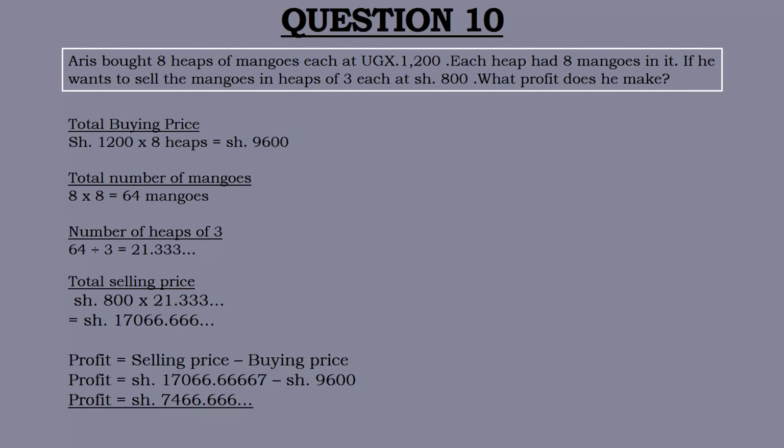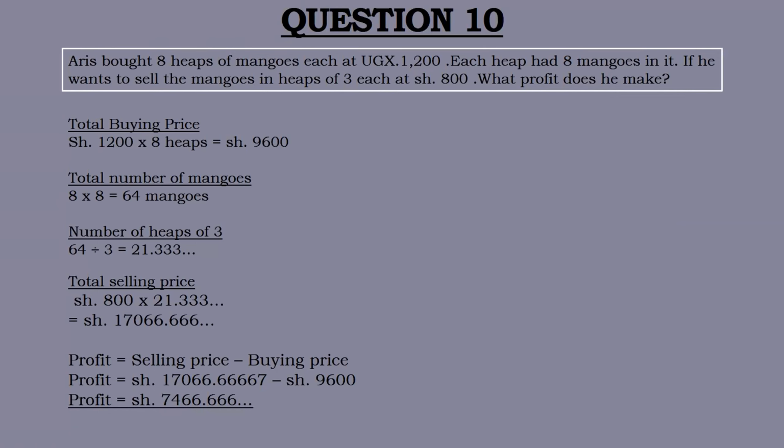So now I want to proceed to find the total selling price. But how do I do that? I begin by finding the number of mangoes first, because they said that he sold the mangoes at 800 shillings each heap. So the total number of mangoes was 64. When I get 64 mangoes, I wanted to regroup them into new heaps of 3. But I don't know whether you include that decimal, but okay, me, I included it. 64 divided by 3 gives me 21.33, which is the same as 21 1/3.